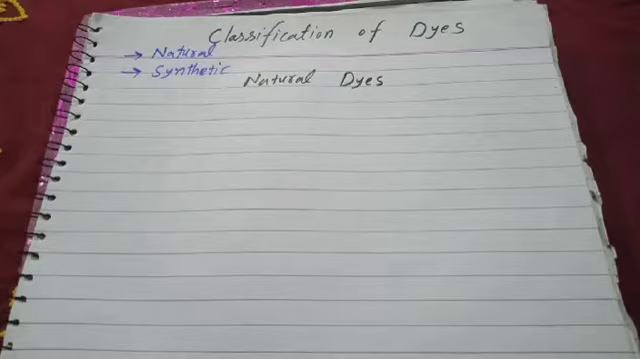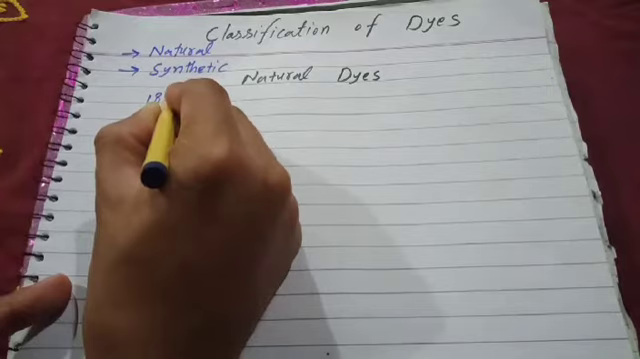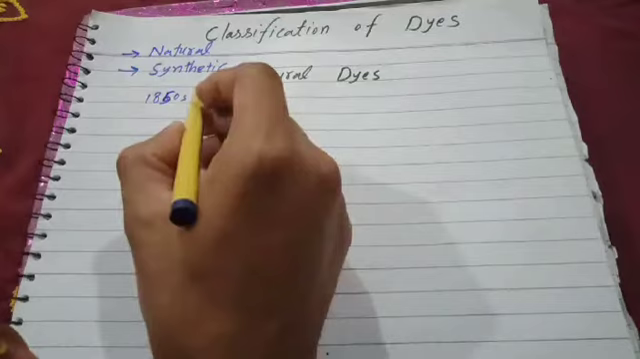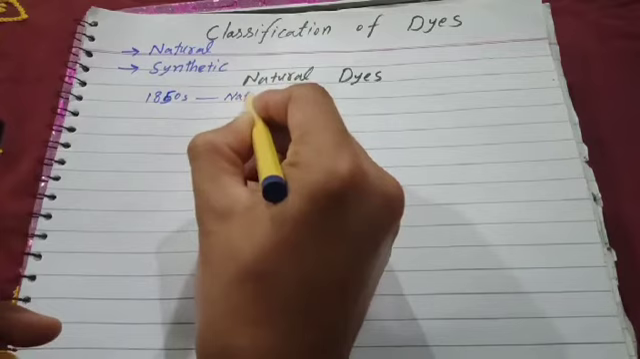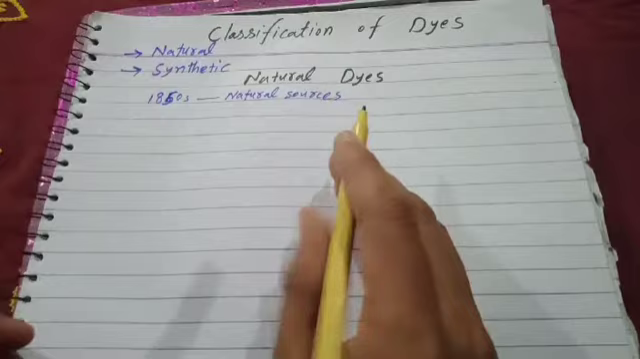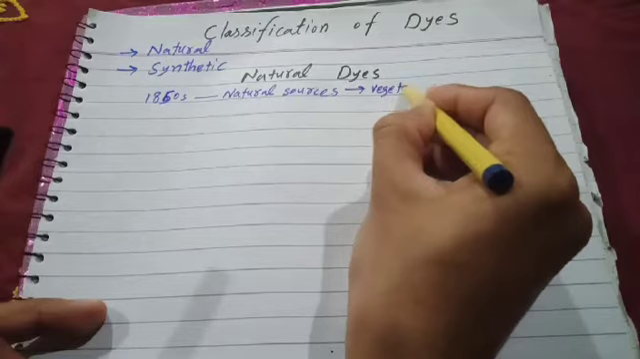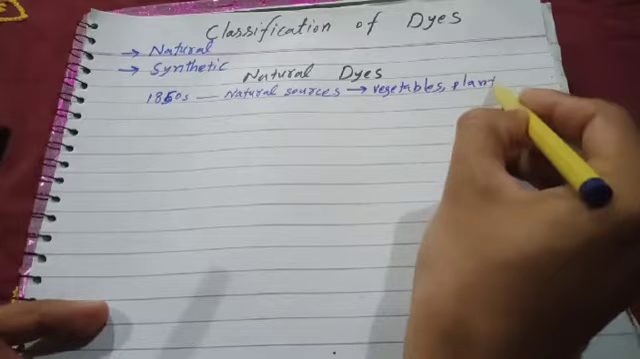Natural dyes. Until 1850, virtually all dyes were obtained from natural sources, mostly from vegetables, plants, trees, lichens, and a few from insects.